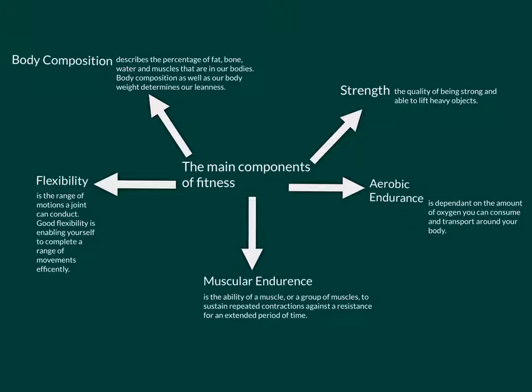Aerobic endurance. Aerobic endurance is dependent on the amount of oxygen you can consume and transport around your body. Muscular endurance. Muscular endurance is the ability of a muscle or a group of muscles to sustain repeated contractions against a resistance for an extended period of time.